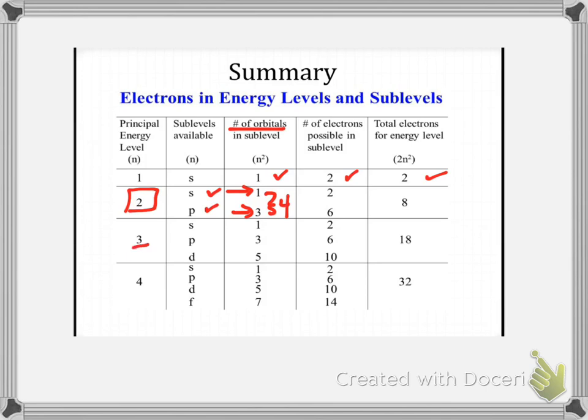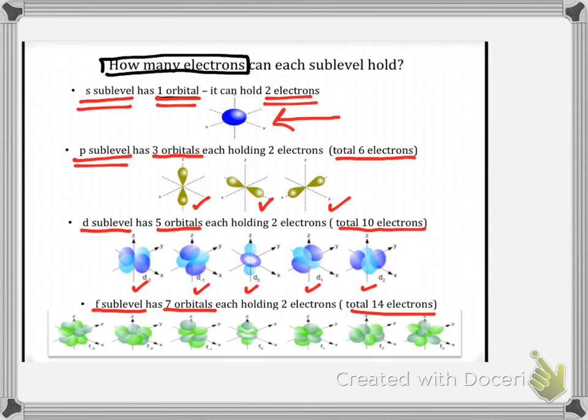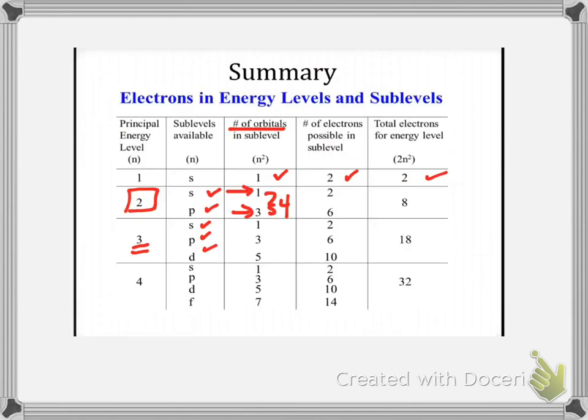The third energy level, it has S and P and D. So how many orbitals total? S has 1, P has 3, D has 5. So here it says 1, 3, 5. So total is 9.